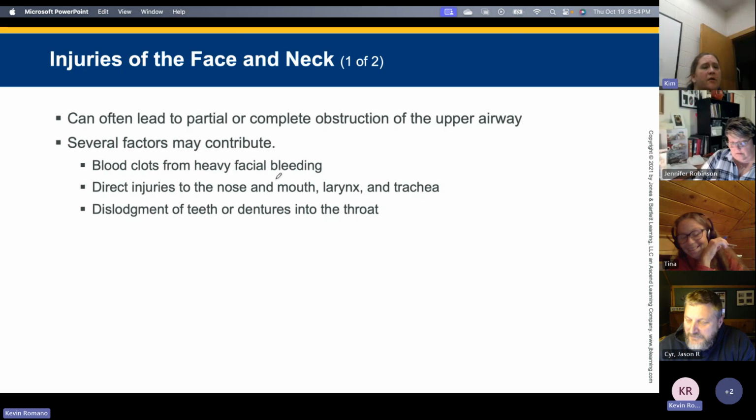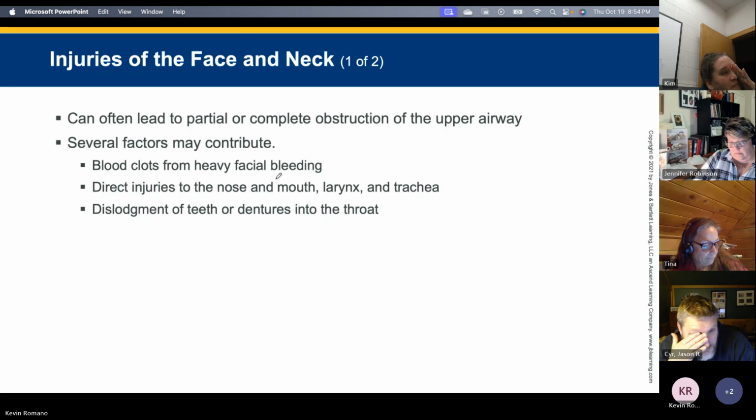All right, so injuries to the face and neck. Injuries to the face and neck can often lead to a partial or complete obstruction of the airway. Several factors may contribute to the obstruction as well. So blood clots in the upper airway, heavy facial bleeding, direct injuries to the nose and mouth, larynx, and the trachea are often sources of significant bleeding and respiratory compromise.